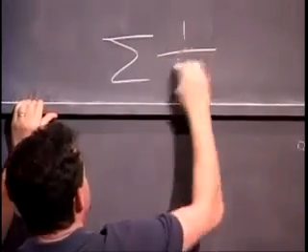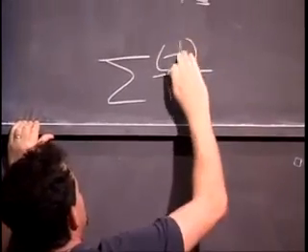Okay, so let's look at this example that we've been dealing with. 1 over n minus 1 to the n, in fact, over n.